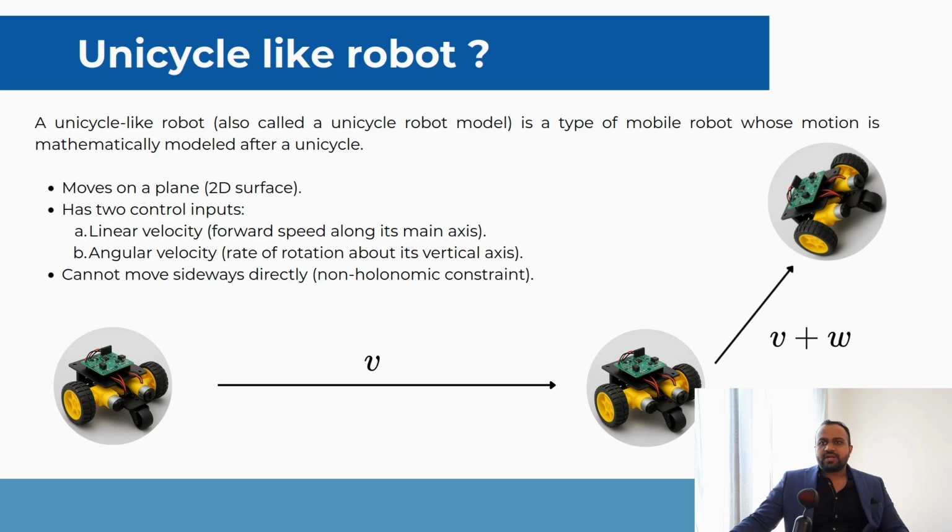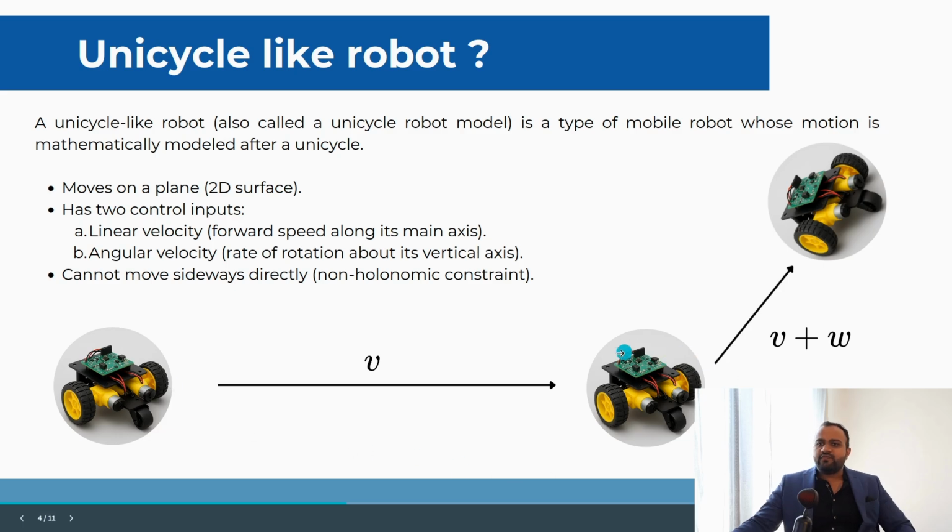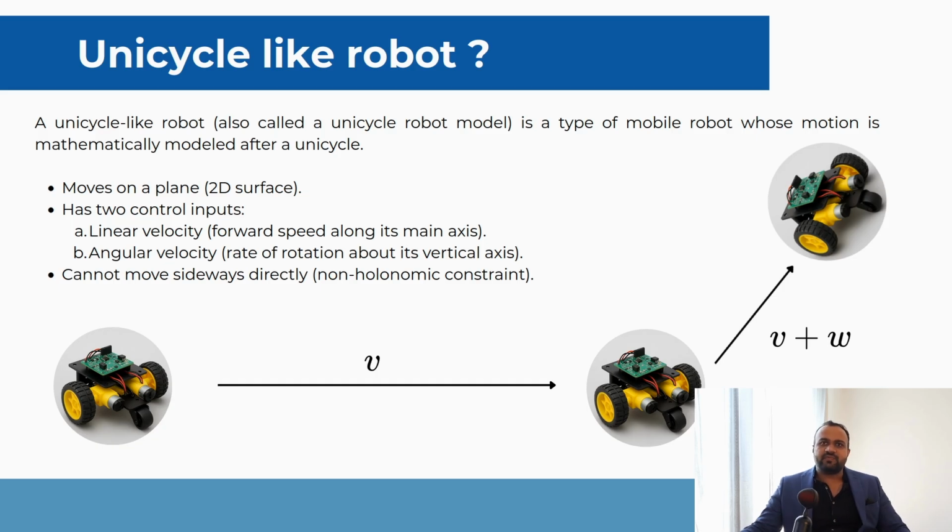Okay, what are unicycle like robots? A unicycle like robot is a type of mobile robot whose motion is mathematically modeled after a unicycle. So just think of one wheel on the ground. For that, you just have to give two controls: the linear velocity and the angular velocity. So if your robot is here, let's say at point A, and you want it to reach point B in a straight direction, in this scenario you just have to give the linear velocity.